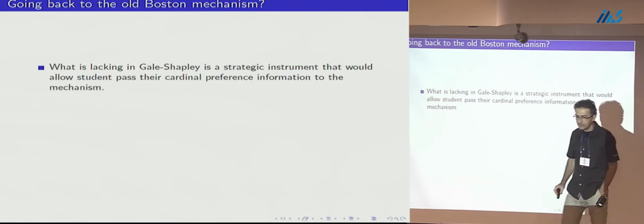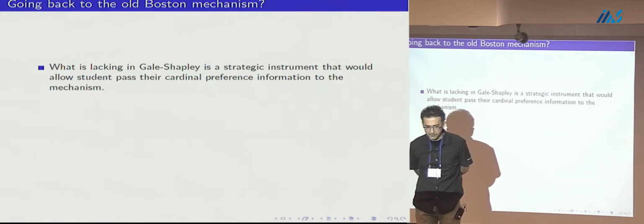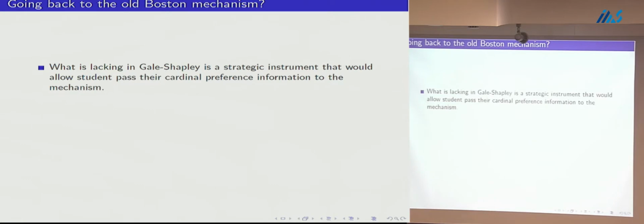Yes? Formally speaking, couldn't you do that by making the choices lotteries? So the objects of choice would be lotteries over schools, and then you have ordinal preferences over lotteries. Correct. And then you could use Gale-Shapley for that. Yes, that's true. I'm not saying it's practical, but you could. Formally, you could do it.